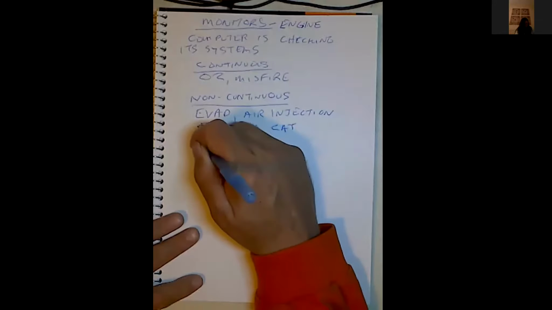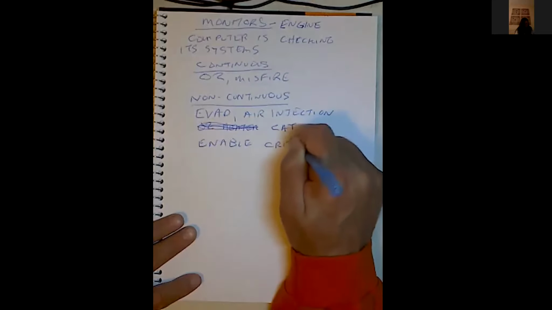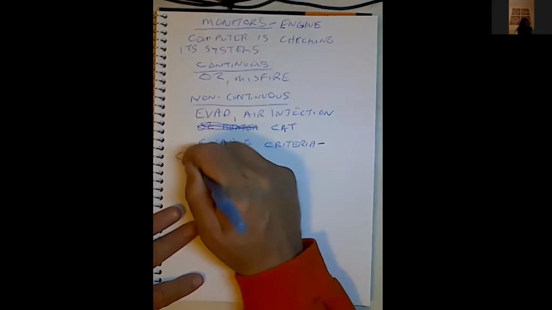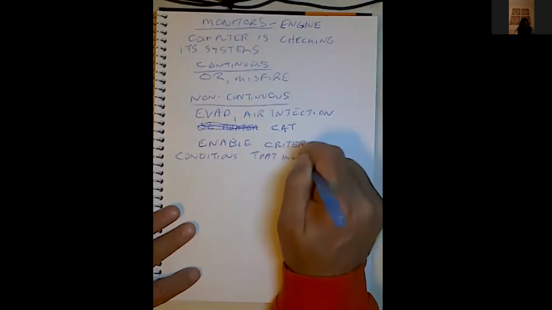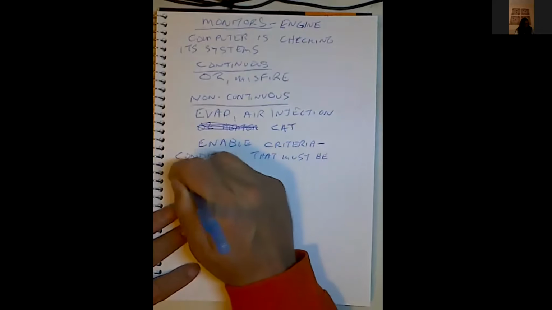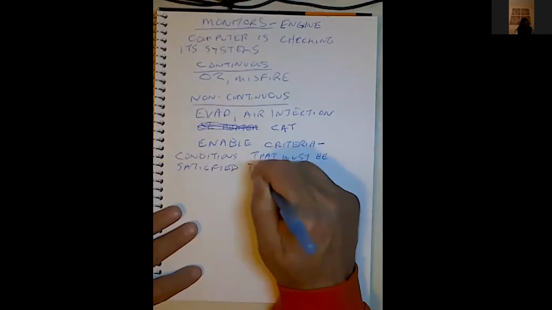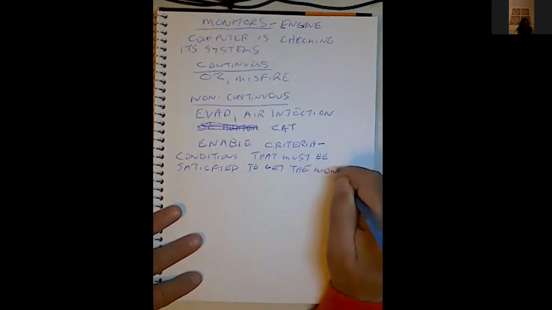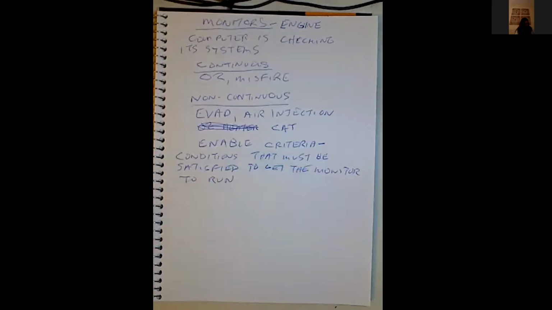And those things are called enable criteria. Those are conditions that must be satisfied to get the monitor to run. Catalytic is a non-continuous. Right, that's why I put it there.